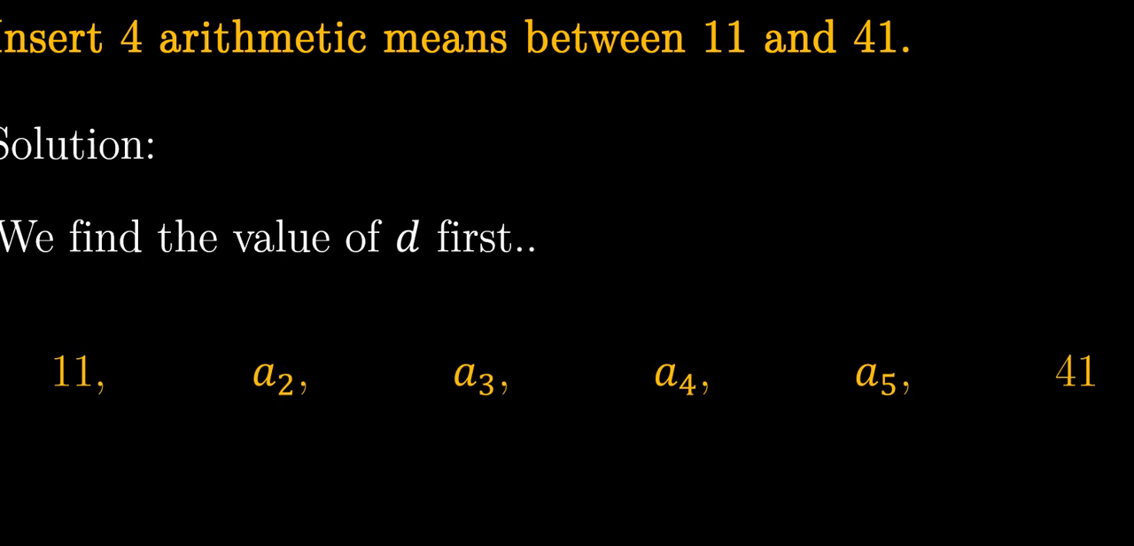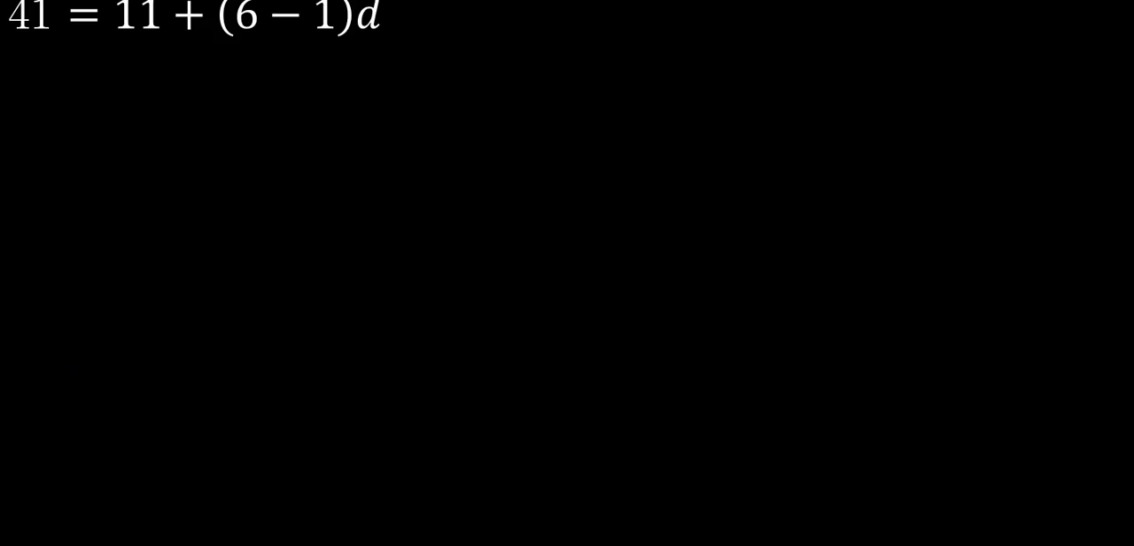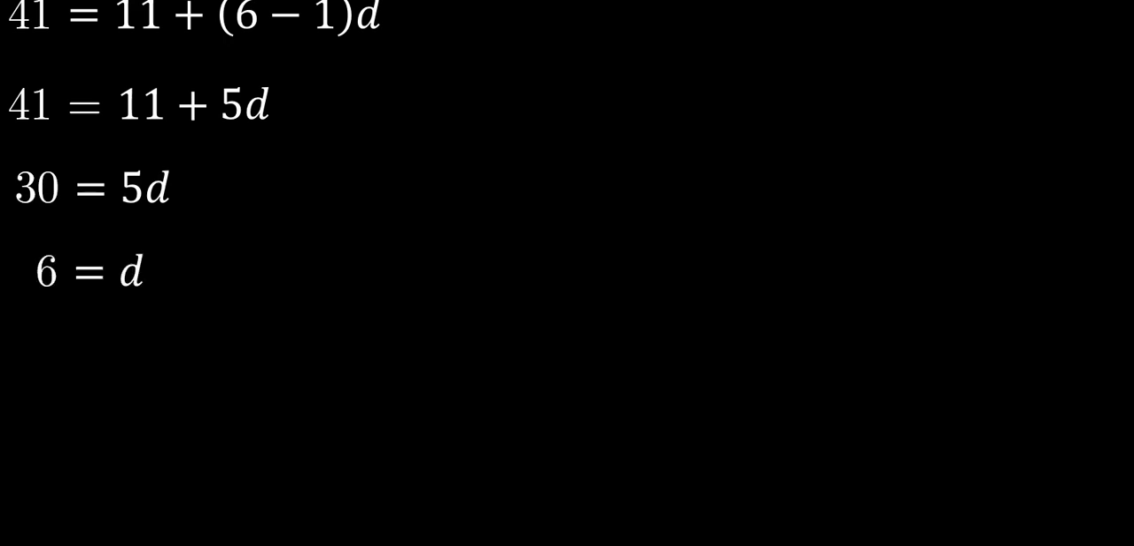So our a sub 6 will become 41, and that results in n equals 6, and a sub 1 is 11. Then the same with the idea a while ago, we'll substitute it in our general term for an arithmetic sequence. So a sub 6 is just equal to a sub 1 plus (6 minus 1)d, and our a sub 6 is 41. So 41 equals 11 plus 5d, then 41 minus 11 gives us 30. 30 is shared by 5 d's. Each d is 6.